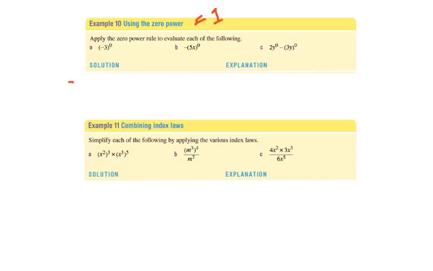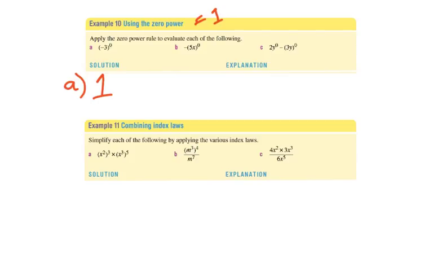In our very first question in example 10, it's negative 3 in brackets to the power of 0. Now anything to the power of 0, you guessed it, is 1. So the answer to A is 1. If you don't believe me, please check it on your calculator because anything to the power of 0 is 1.